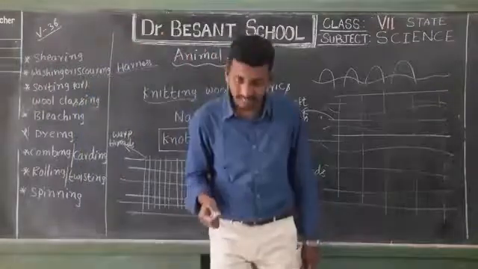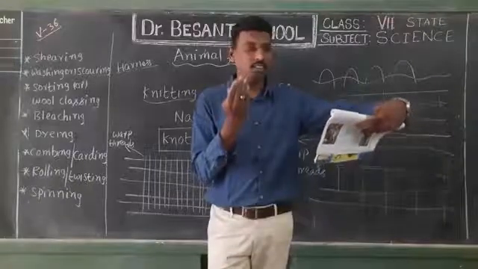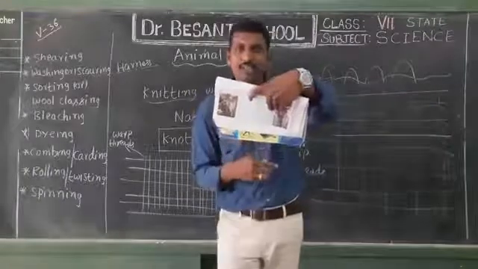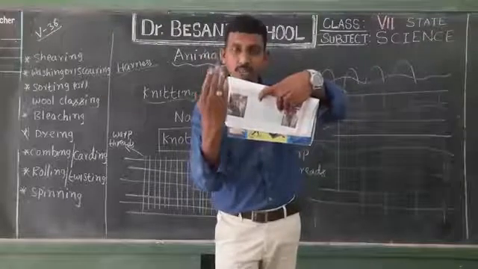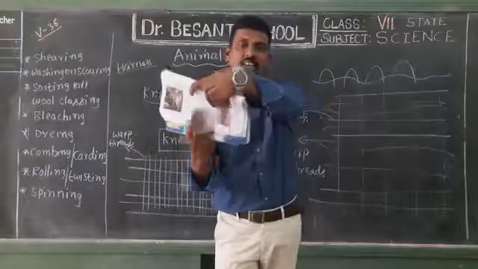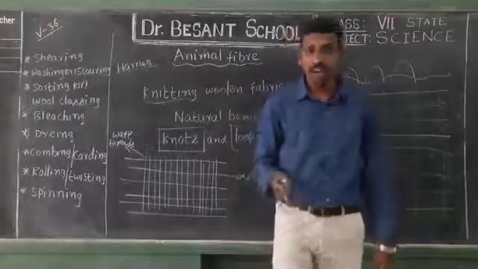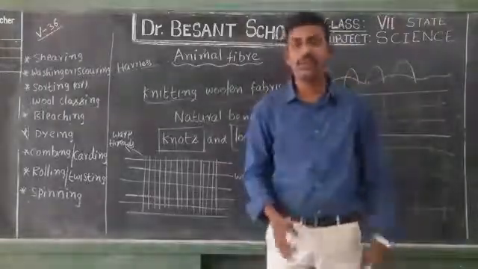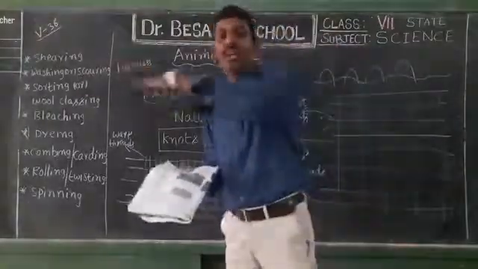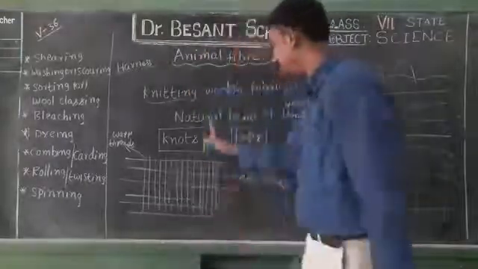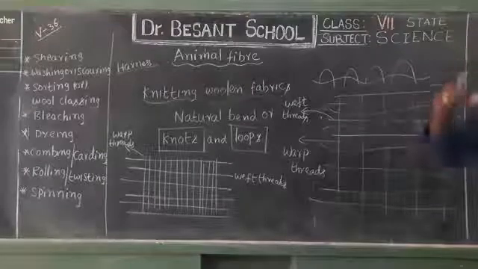So if they press the harness, one thread moves up, for example. Which one? Warp thread. Then the weft thread goes. And again if they press, the next warp thread moves down. So the weft thread can easily move on. One below and one over. If they press the harness, what happens? It makes the weft threads move over and below the warp threads which are vertical. You can remember, these vertical threads are warp threads and horizontal threads are weft threads.